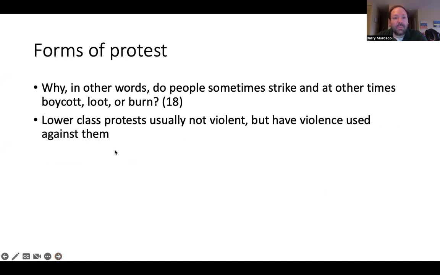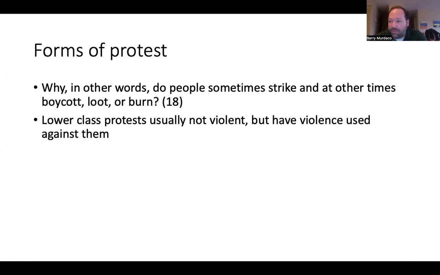So then they go on to ask, why do people, in some cases, protest in a nonviolent way, and why do they protest in a violent way? Why, in others, do people sometimes strike and other times boycott, loot, or burn? And the somewhat obvious answer is that it depends on their ability to do so.